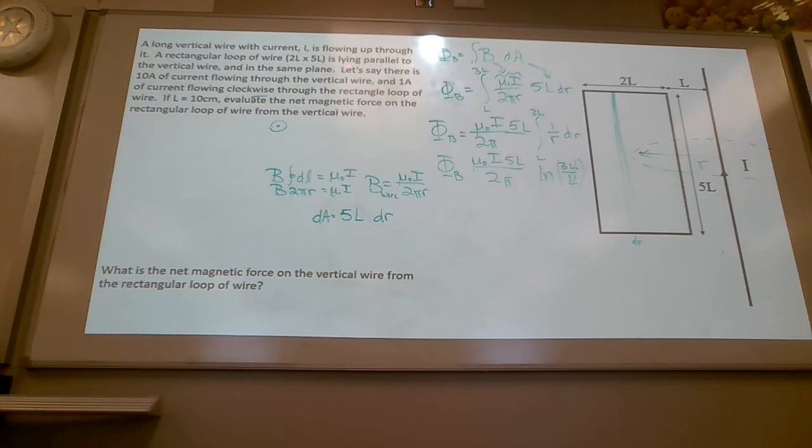We're given some numbers. So let's say the current is 10 amps in this one, and 1 amp in this one. L is 10 centimeters. Evaluate the net force on the rectangular loop of wire from the vertical wire.